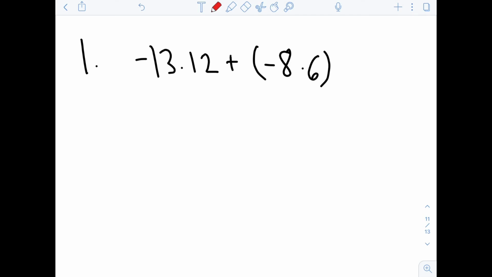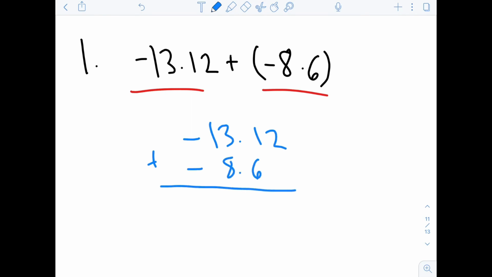So let's do an example. So in this case, they have the same sign. They're both negative. So that means their sum is going to be negative. So let's add them together. So negative 3.12 plus negative 8.6. And remember to line up the ones place with the ones place, match the tenths with the other tenths, and match 1 over 100 to the others.